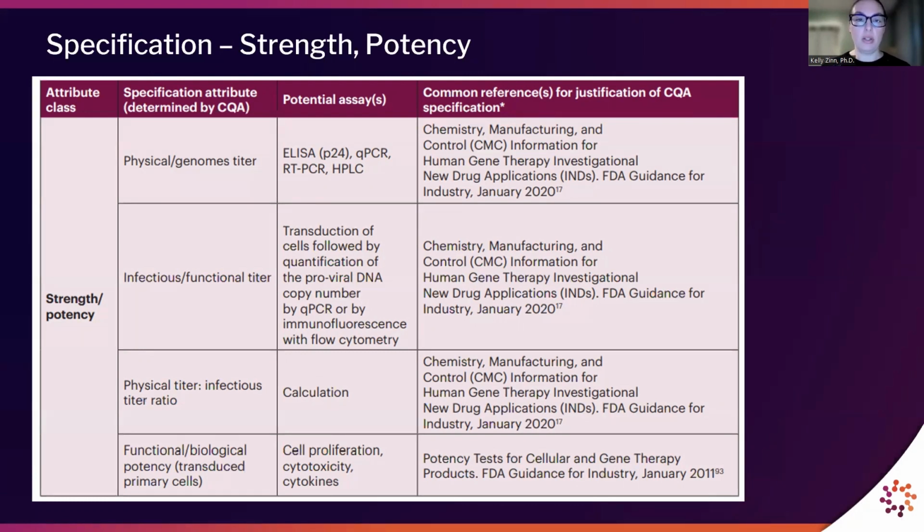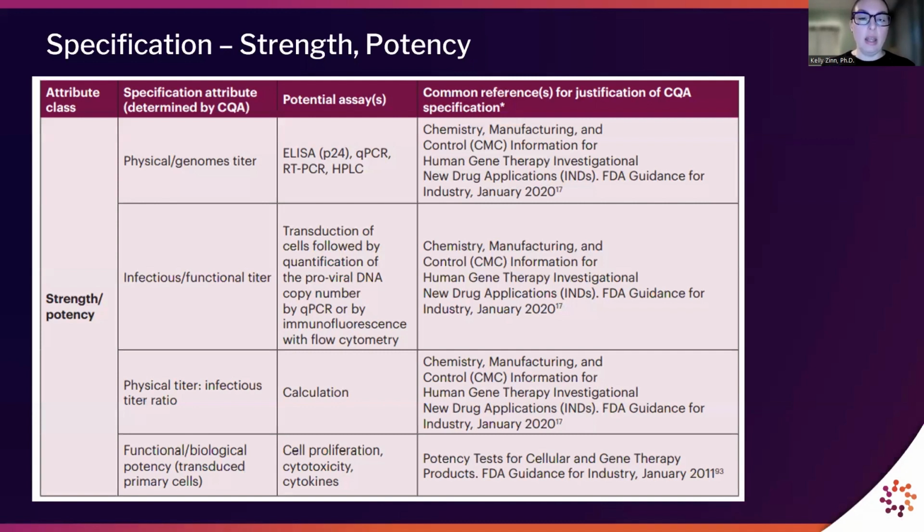So infectious titer is typically measured post-transduction and quantifying integration of viral DNA into a target cell genome, or post-transduction by measuring expression of the transgene via flow cytometry in a target cell. An infectious titer is always lower than a physical titer, but infectious titer provides a more accurate representation of the transducing ability of the vector. And so to understand the relationship between particle quantity and particle functionality, a physical titer to infectious titer ratio can be calculated and put on a specification.